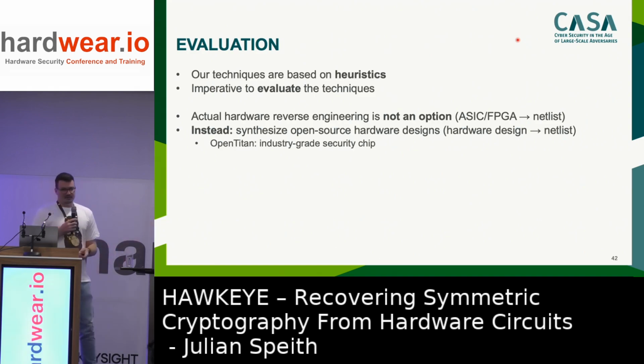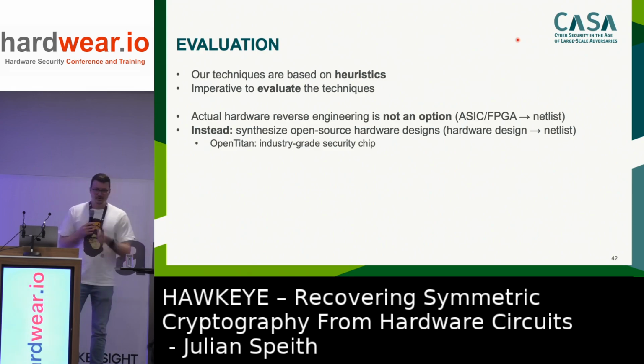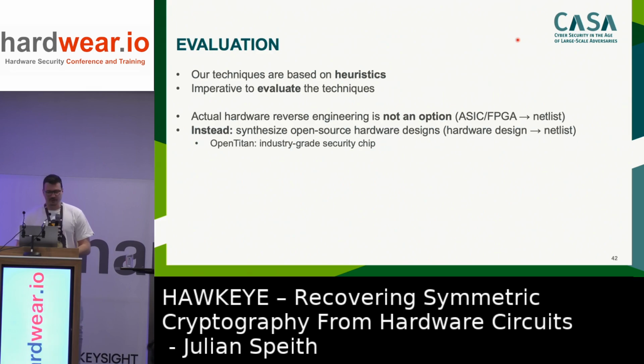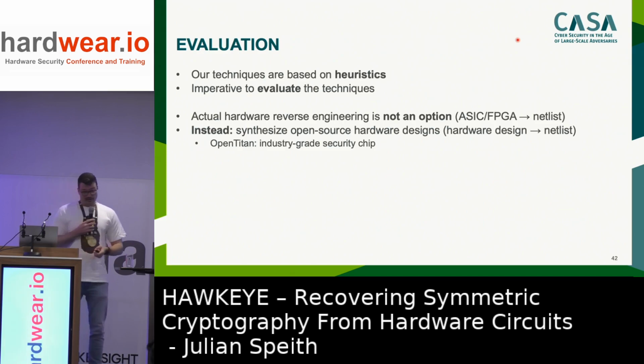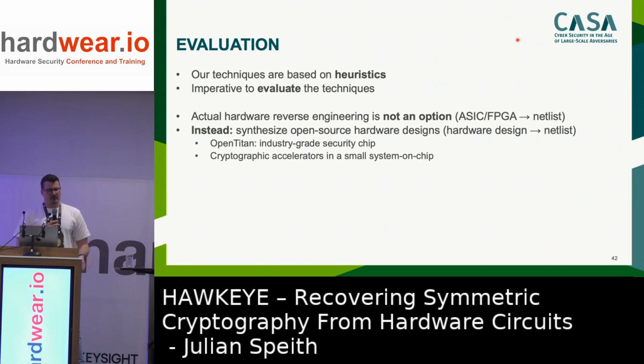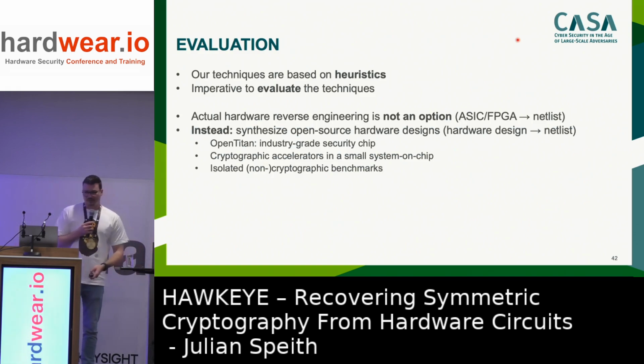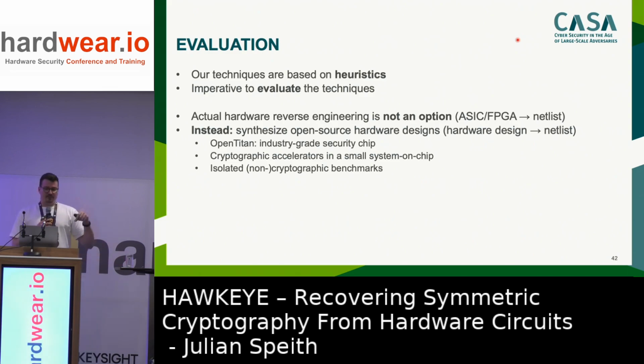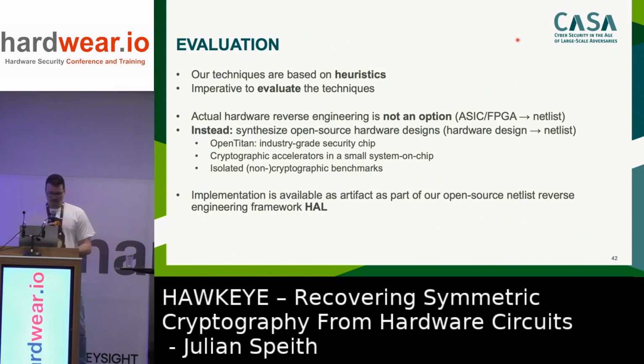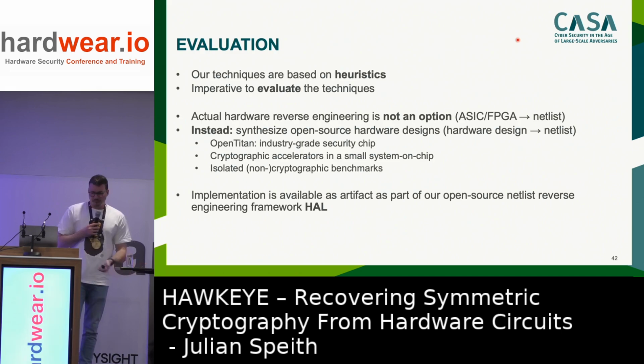The first one was OpenTitan as something that's actually relevant, hopefully. So it's kind of an industry-grade security chip designed by Google and other people. And it's actually quite large. It has a lot of crypto on there, so it's the ideal target to test our stuff on. We also had some smaller cryptographic accelerators in a smaller system on chip that we took from OpenCores, I guess, and some isolated cryptographic and non-cryptographic benchmarks to test for false positives and stuff like this. Everything I'm talking about here is available online. So we have artifacts published with Crypto that contain our benchmarks and the scripts.